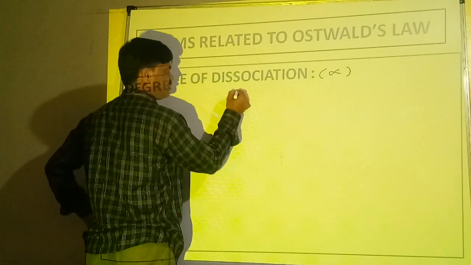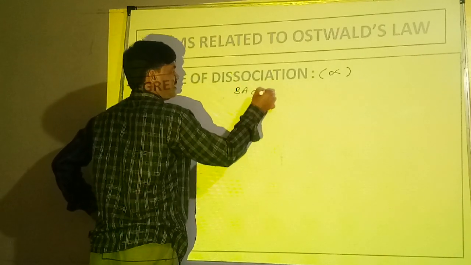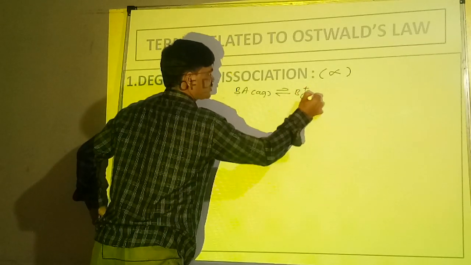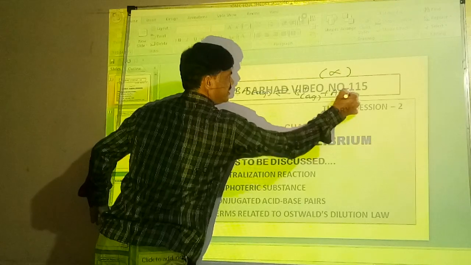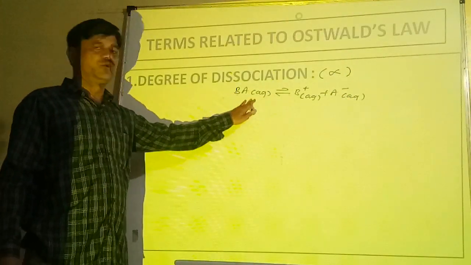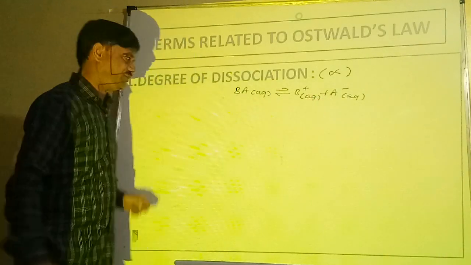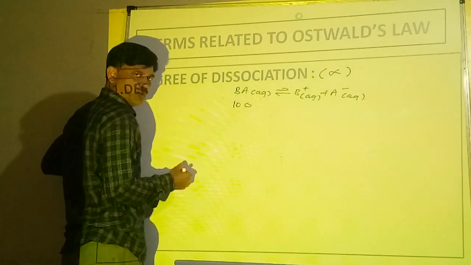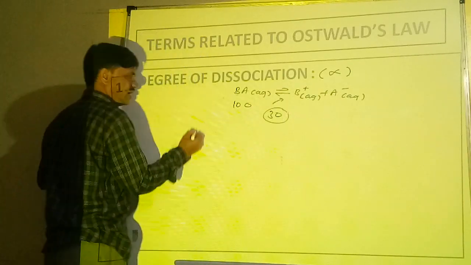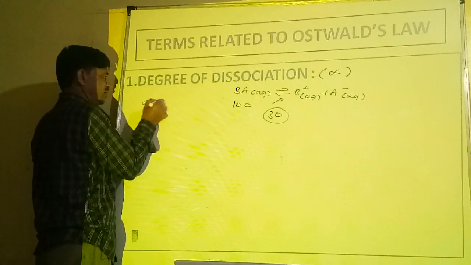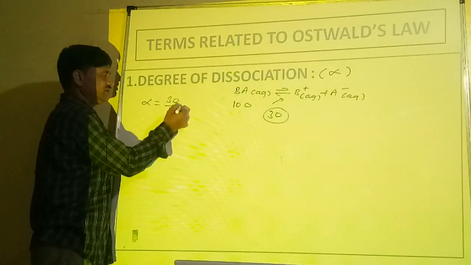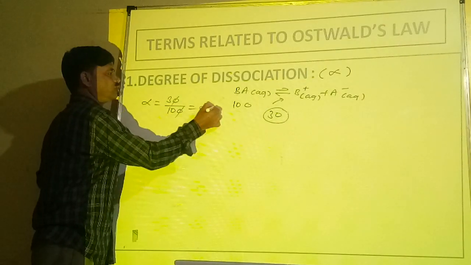Now check this example. Suppose we take BA electrolyte. It dissociates partly to produce B plus aqueous and A minus aqueous. Remember this one. Suppose we start with 100 moles and out of 100 moles only 30 moles undergo breaking. Then how to calculate alpha? Alpha equals how many moles dissociate, 30, divided by how many initially present, 100. So alpha equals 0.3.